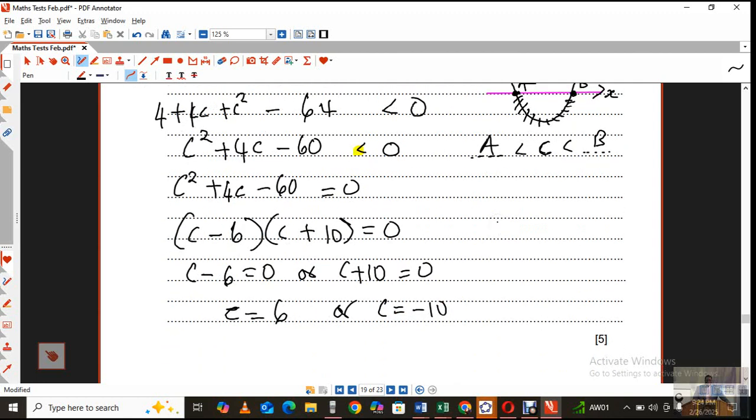So therefore, my solution will be c is less than 6 and greater than negative 10. There we go. We have solved the question.